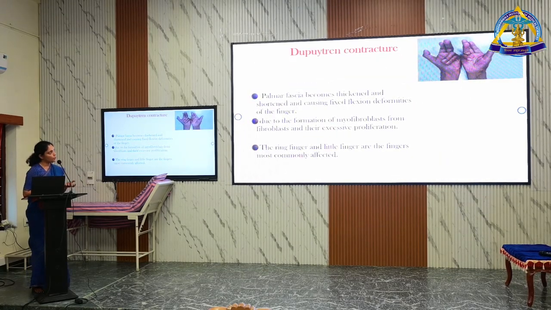Then Dupuytren's contracture, always look for Dupuytren's contracture. It is due to thickening of the palmar fascia, which becomes ultimately shortened, mostly affecting the ring finger and the little finger.